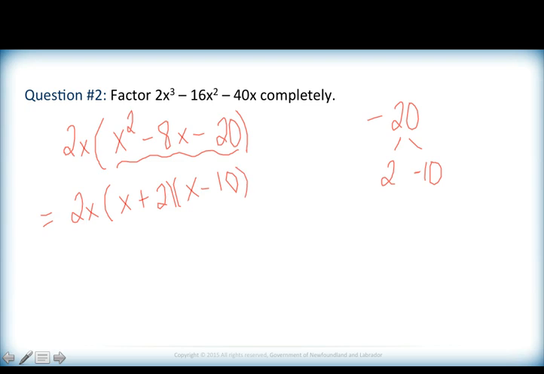So the most common error made in this question is that a lot of students will leave out the GCF and not write that down beside. But you have to keep in mind that when you multiply and use the distributive property, you need to get x to the exponent of 3 back. If you leave this out, you're only going to get x squared, which is not correct.